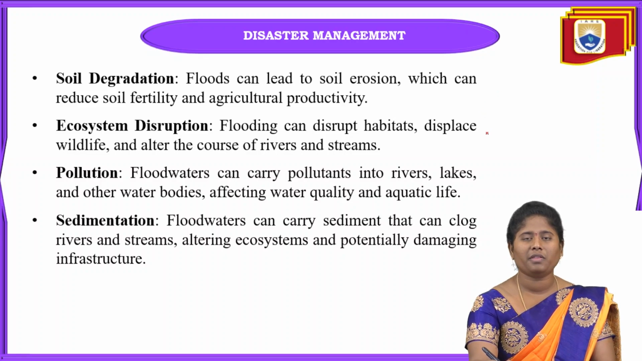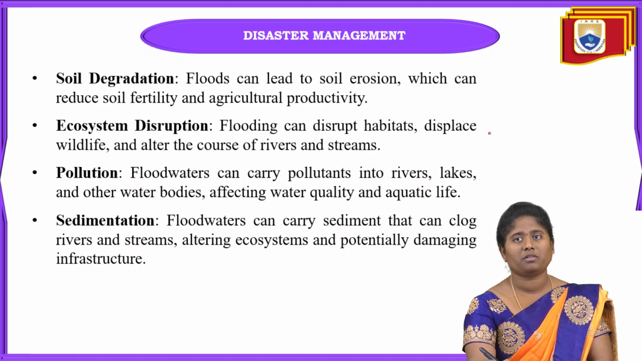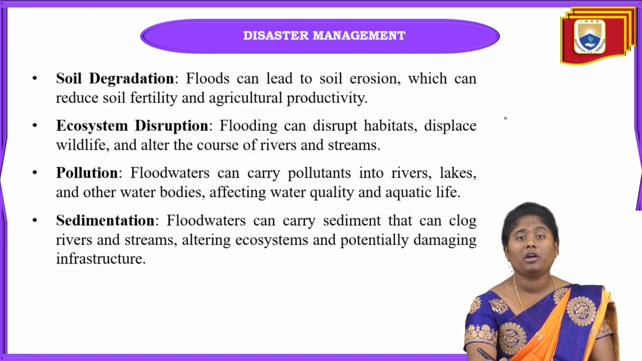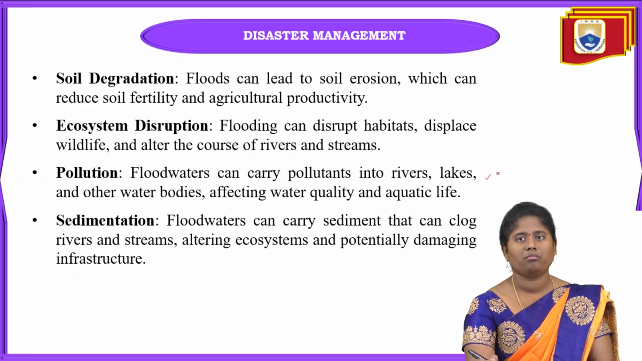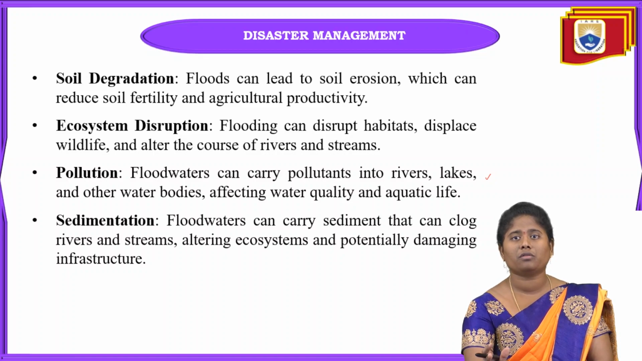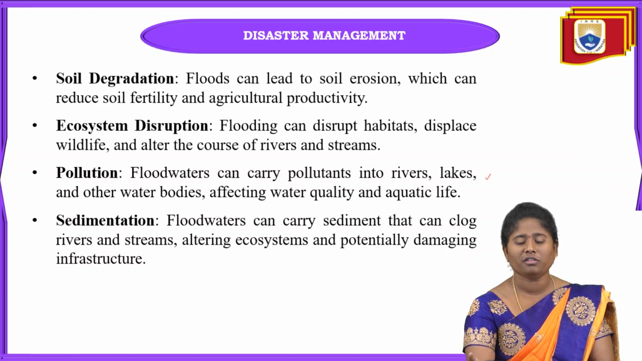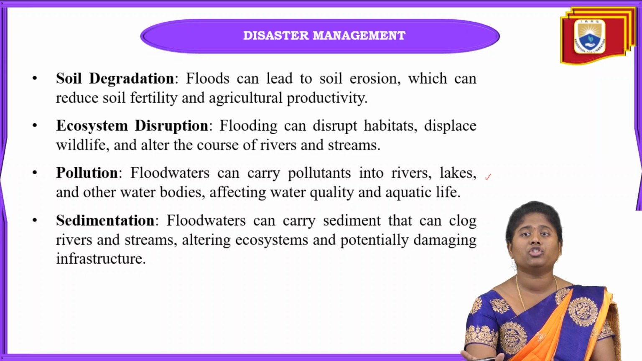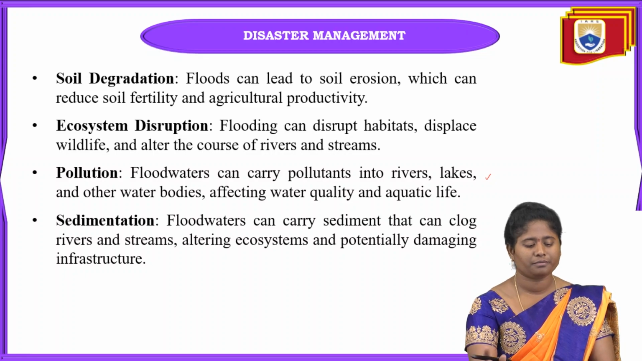And coming to the next one, that is ecosystem disruption. Flooding can disrupt habitats and wildlife, and that will alter the courses of the rivers and nearby areas. Next one is pollution. This flood water can carry pollutants into the rivers, oceans, and other water bodies that can directly affect the water quality and also the aquatic life living underwater.